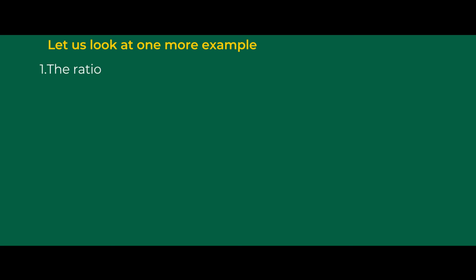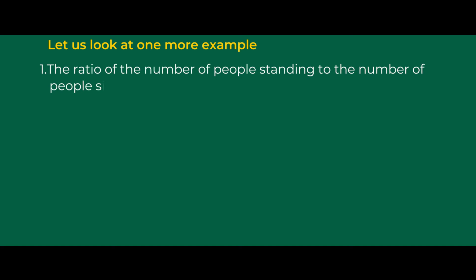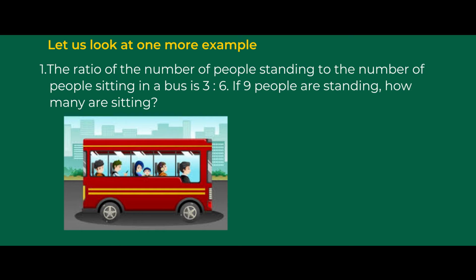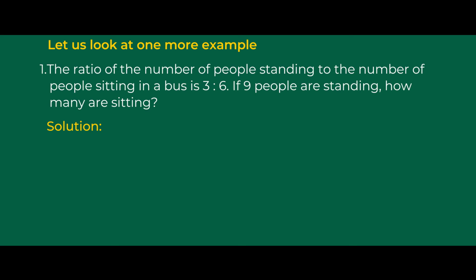The ratio of number of people standing to the number of people sitting in a bus is 3 to 6. Now let's say if 9 people are standing in the bus, how many people are sitting? So we will use the proportion to find the number of people sitting in the bus. So here we are using a ratio table to solve the proportion question.